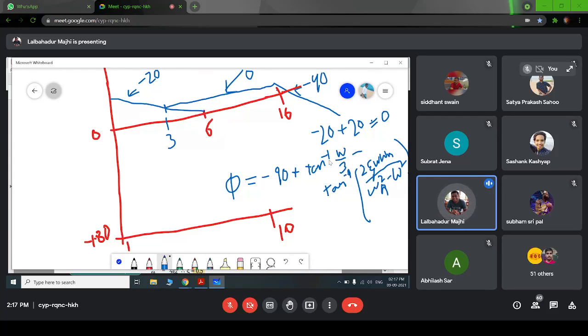The next step is we have to vary this omega from 1, because you have taken one frequency here, so let's start from 1.